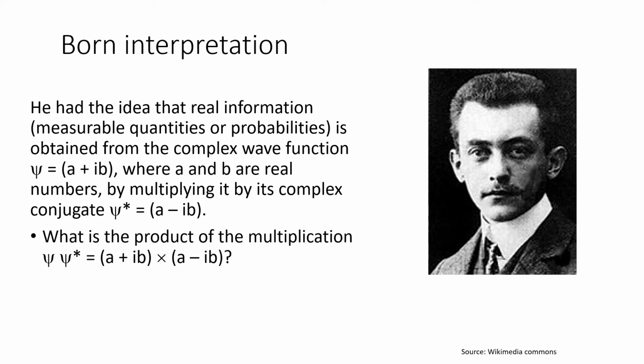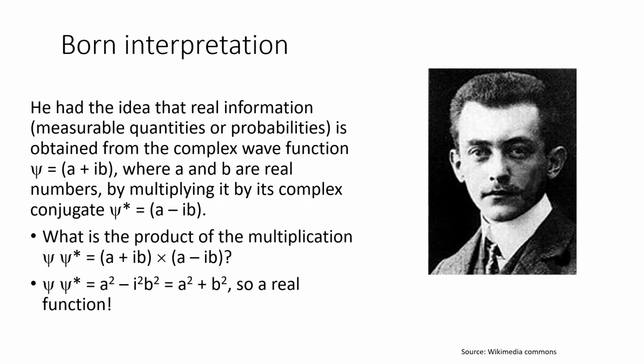You'd pronounce that psi star, the complex conjugate. And so just to show this works, I can then ask you, what is the product if you multiply the wave function psi by the complex conjugate psi star? So psi times psi star, or if you prefer psi star times psi, which means multiplying out those brackets. What happens if you multiply out those brackets?